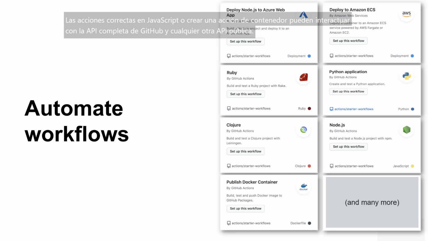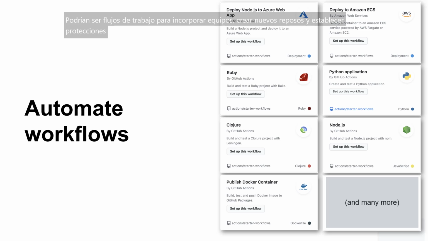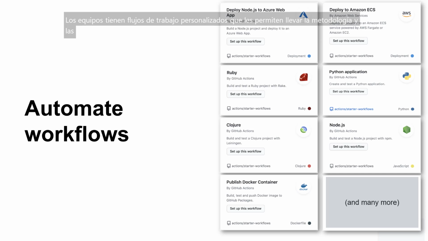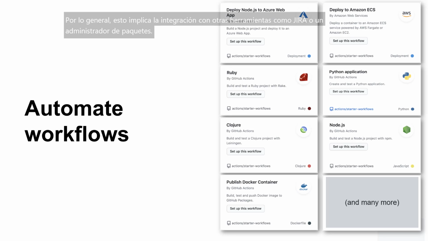Actions are used to automate any workflow. It could be workflows for onboarding teams, creating new repos and setting branch protections, creating releases, etc. Teams have custom workflows that enable them to bring standard methodology and practices to software development. Usually this involves integrating with other tools such as Jira or a package manager. A lot of customers use Jira.